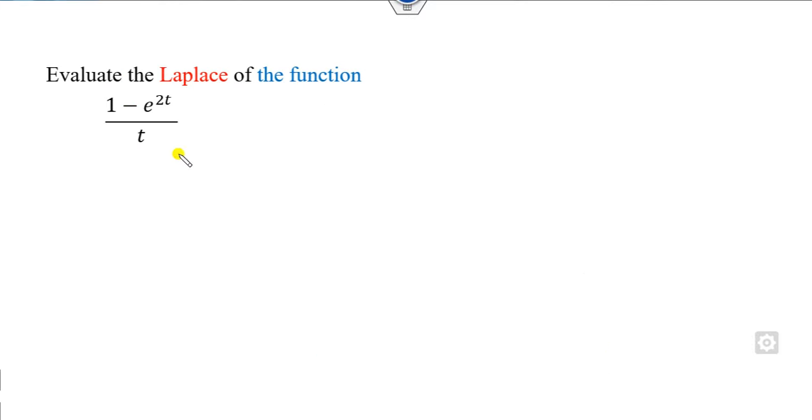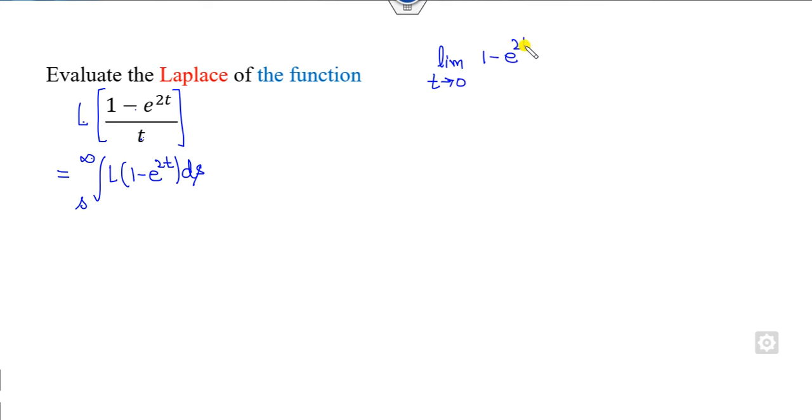So let's start with this question. Firstly, how can you find the Laplace transformation of this part? You can see that t is written in the denominator. Since the degree is 1, you have to take the integral from s to infinity of the Laplace of the remaining quantity. But before that you have to check whether the limit as t approaches 0 of this value is finite or not. Clearly this is a 0 by 0 form, so I can apply L'Hopital's rule.